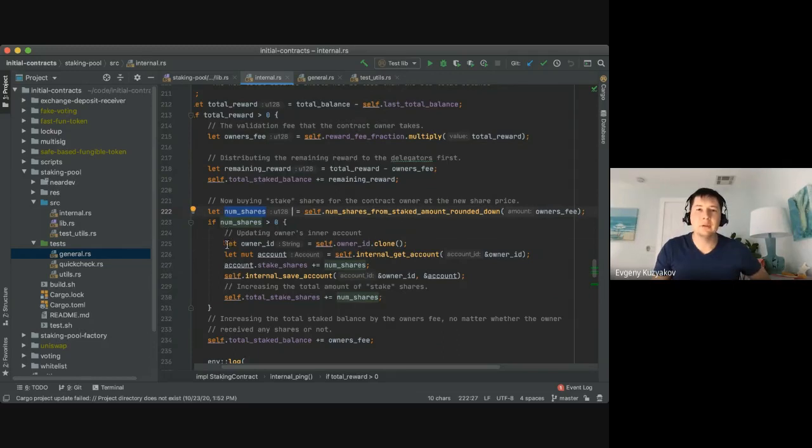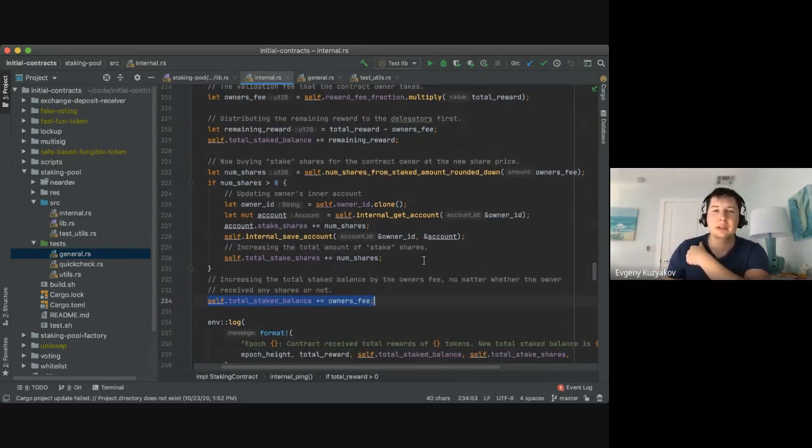If it's positive, we increase the amount of shares and save the owner account back. And we also increase the total amount of staking shares. If for some reason, rounding down, this balance became 0, so the reward was very small and the price per share was very large, and the owner received 0 rewards, then this balance will just go to the price per share instead of compensating the owner.